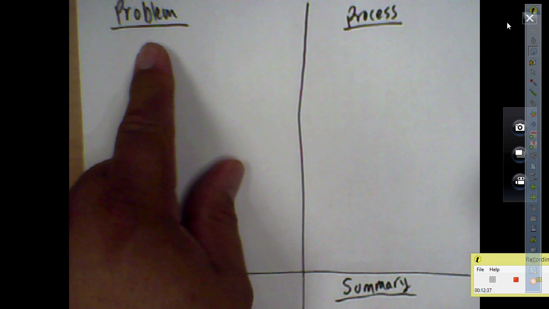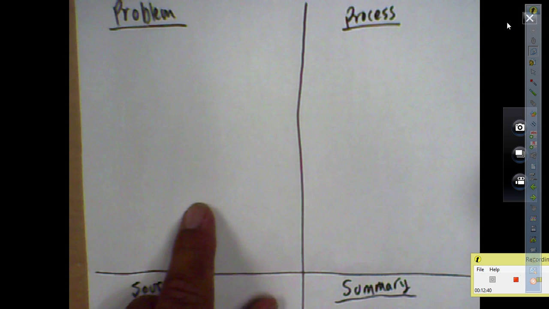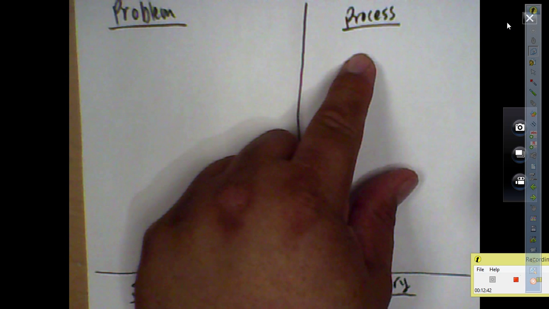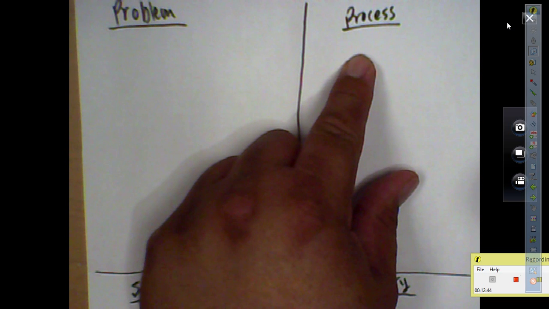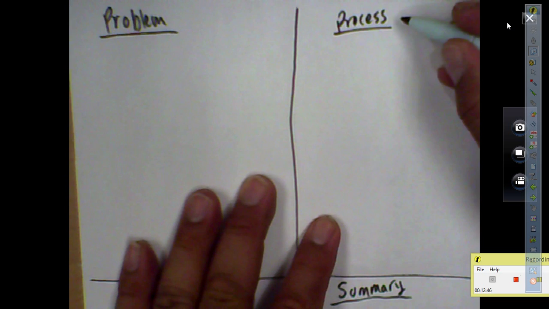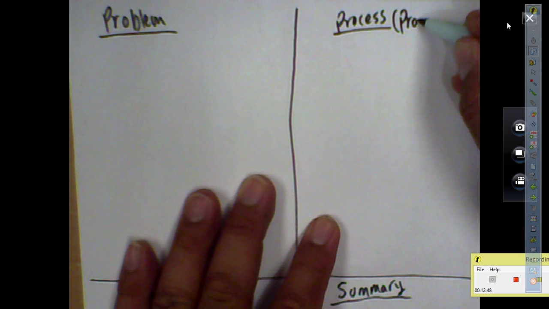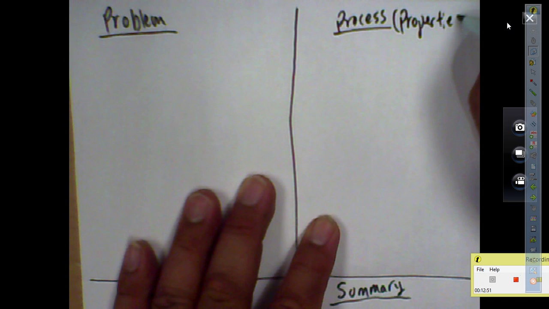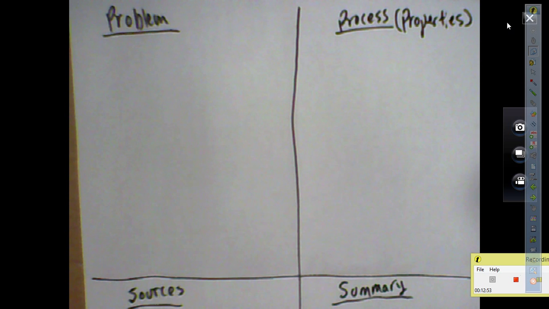The problem. Here we work it out. But the process, I need you to explain it using properties. So if you want, right next to it in parentheses, just write properties. Because by now we've been practicing our properties, right? Yes, Mr. Q. All right, good.